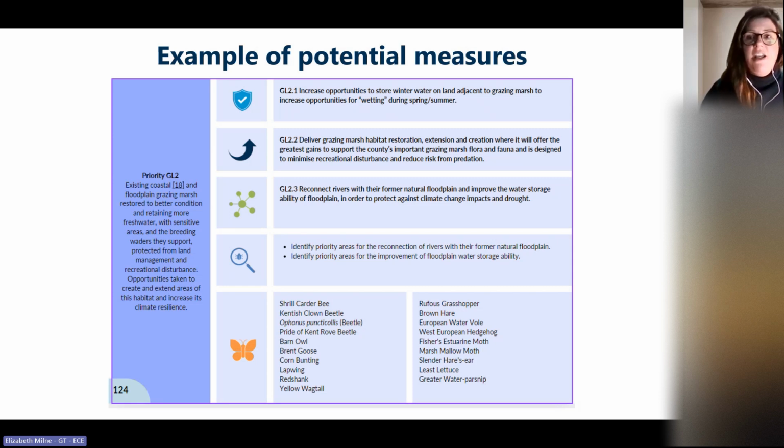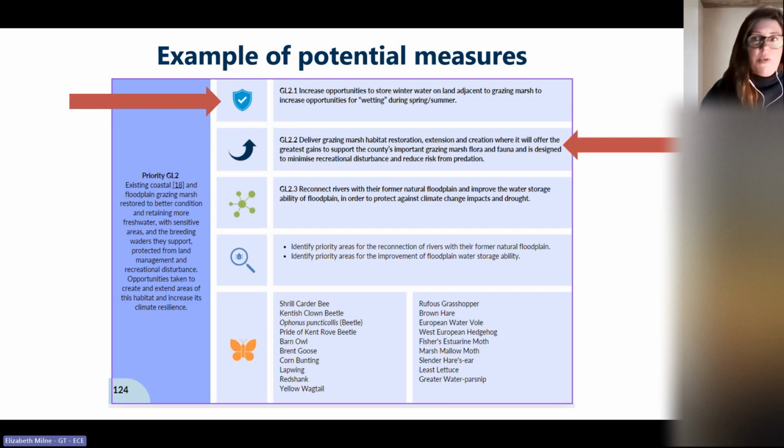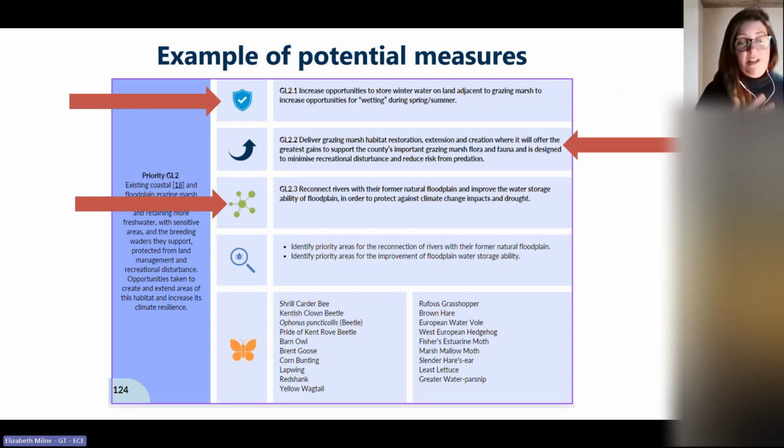The potential measures listed denote which of the strategy principles they relate to. So in this case, we have a potential measure that relates to the principle of better. There is also a potential measure that relates to the principle of more. And there is also a potential measure that relates to the principle of connectivity. So you can see here how we've made sure that every single priority is addressing in one way or another the principles of better, bigger, more and connected. Not shown here, but if there is also an action that relates to either land management or nature-based solutions, those are also identified alongside the priority.